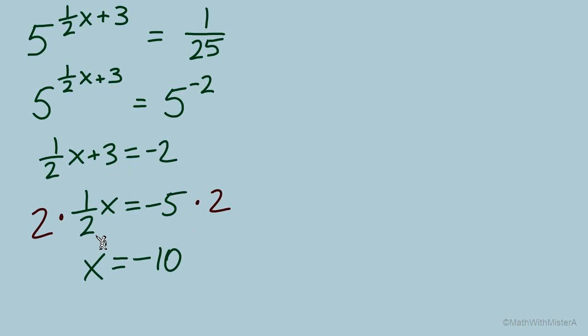And then x equals negative 10. And to clear out this fraction, I chose to multiply both sides by 2, or basically the reciprocal of this coefficient. So there can be a clear path through these equations when we see a way to set up both sides of the equation using the same base.